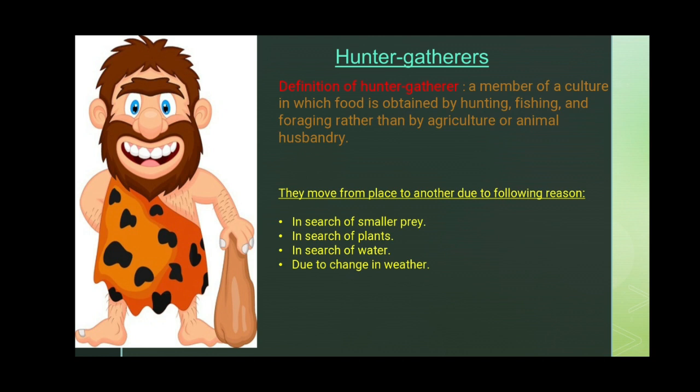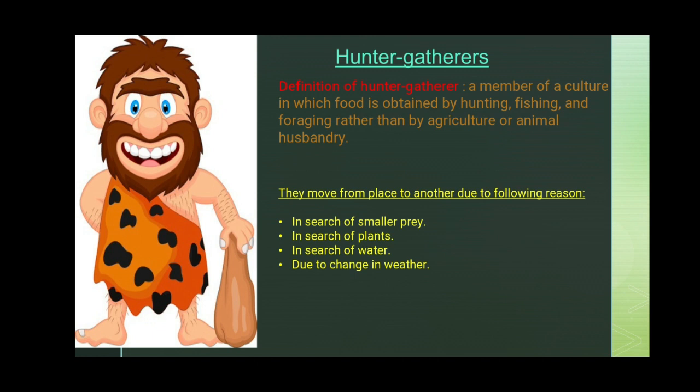Now, the reasons why they used to move from one place to another were in search of small prey, in search of plants, in search of water, and due to change in weather. They used to move from one place to another rather than stay at one place, because if they fixed themselves in one place, they were not able to get a sufficient amount of water. They also moved in search of plants, fruit and food, or due to bad weather or change in season, because plants, crops and fruits are available according to the seasons.